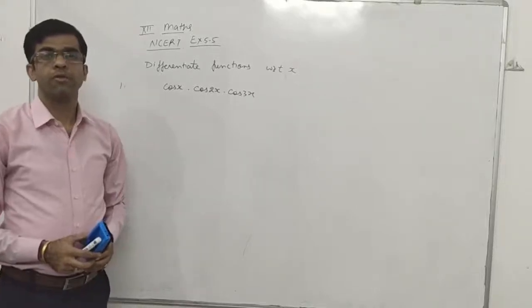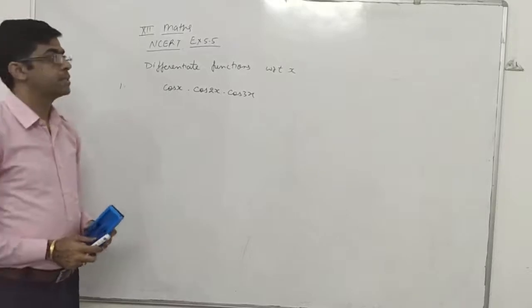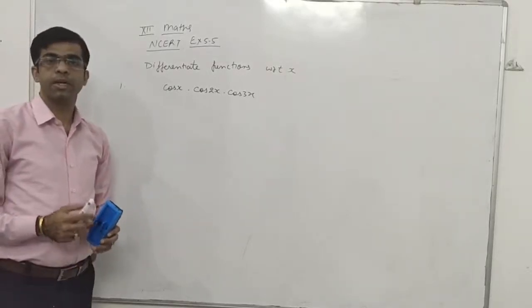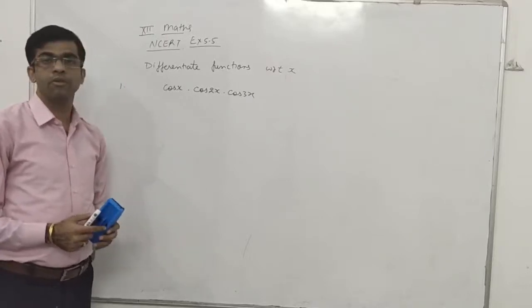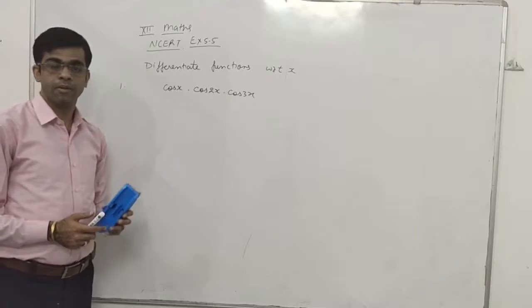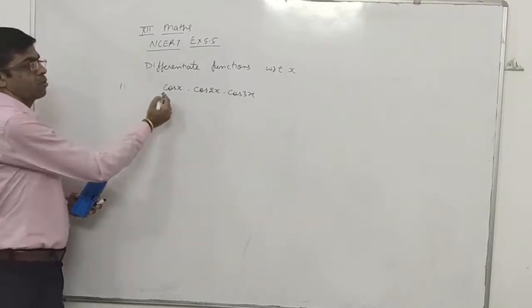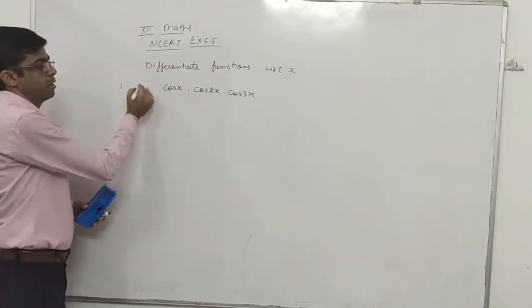Good morning students. Today we will do NCERT exercise 5.5. In this exercise we will learn how to differentiate some functions which are coming in the power of another function. So in this exercise we will use the logarithmic differentiation property. So the first question is cos x multiplied by cos 2x multiplied by cos 3x.